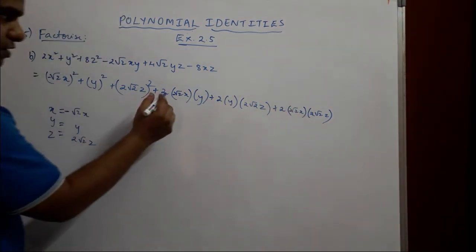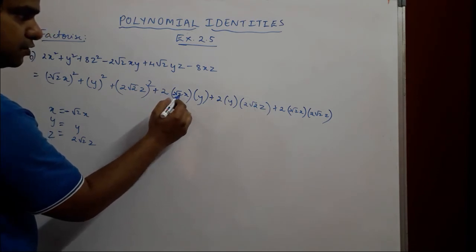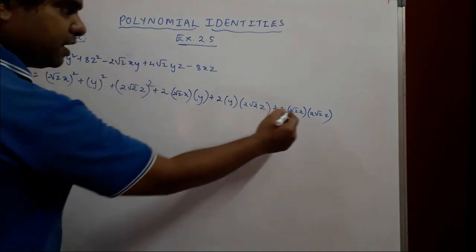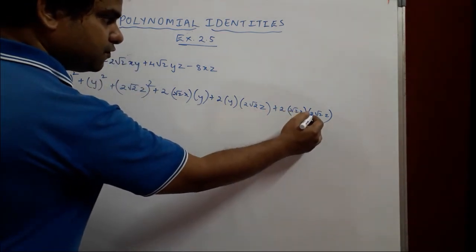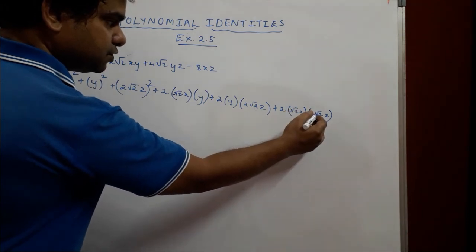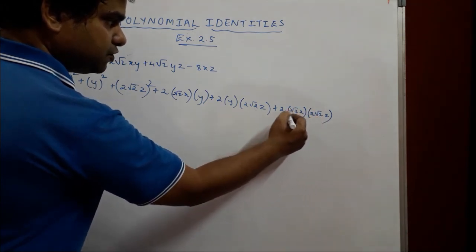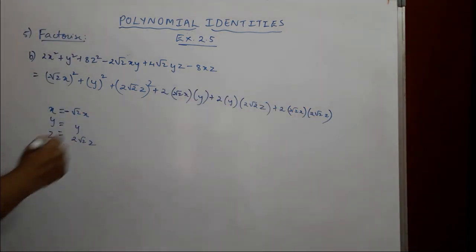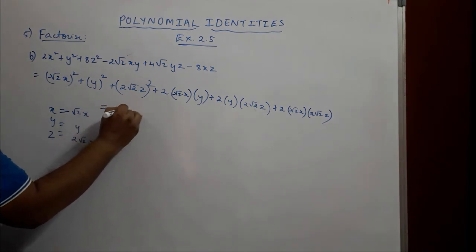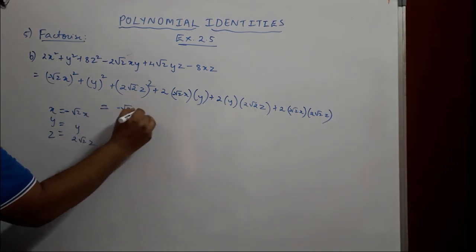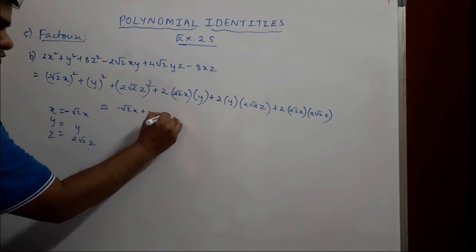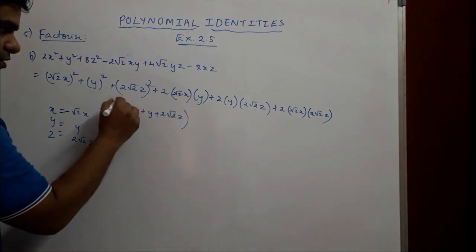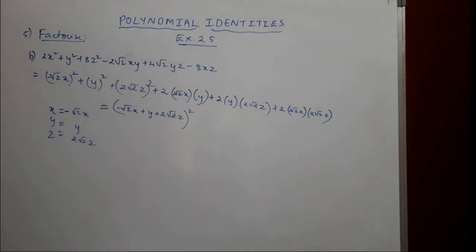So then in that case what will happen is 2 into root 2 minus root 2 gives us minus root 2 xy. We get it over here. And here 2 into 4 into minus root 2 into root 2 gives us minus 2, minus 2 into 4 gives us minus 8xz. Okay, so that satisfies our claim. So we can write this equal to minus root 2x plus y plus 2 root 2 z, the whole square.